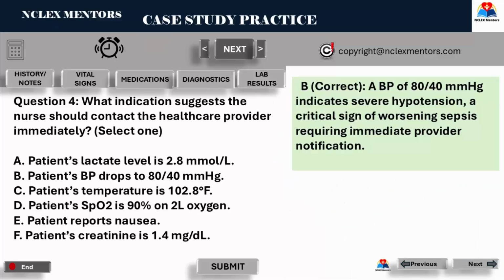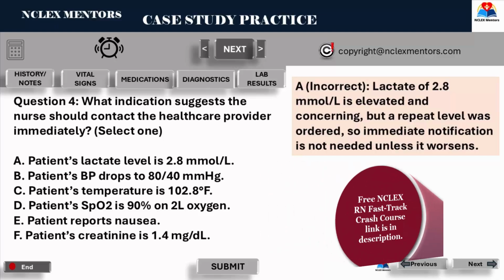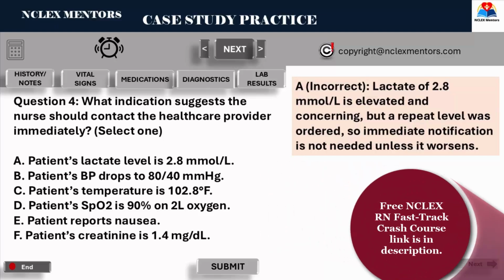Correct answer B. BP drops to 80/40. Why? This is a critical drop in BP and indicates worsening sepsis. Hypotension that severe can signal the patient is entering septic shock, and this needs immediate action. Let's review the others. Lactate of 2.8 is high, but a repeat is already ordered. We're watching, but not paging right away.